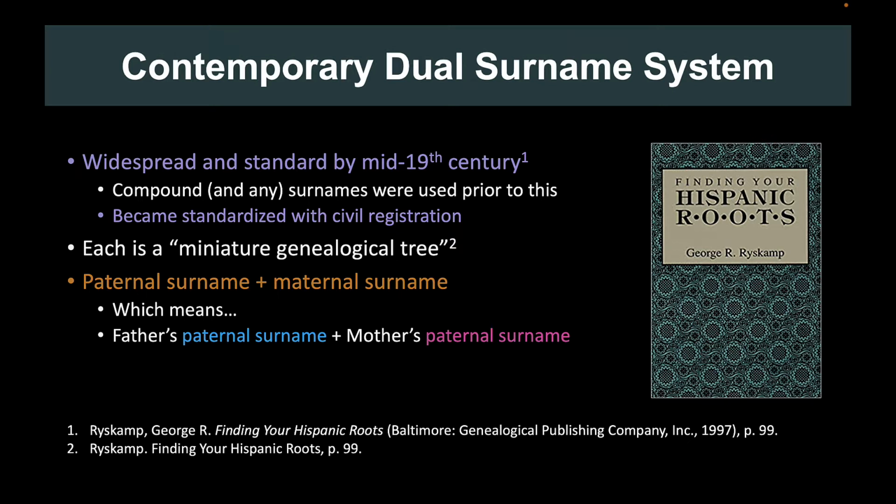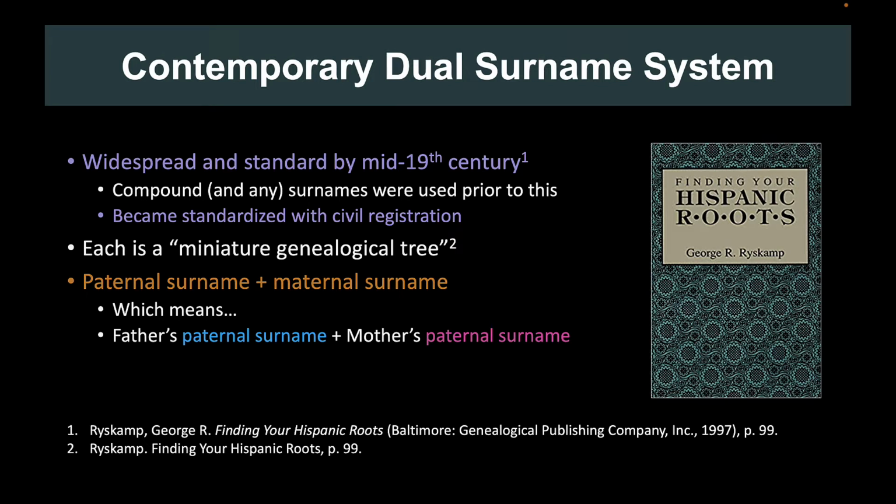Yes, we do sometimes see two-part surnames in records that predate civil registration, including during the Spanish colonial era. However, Dr. Reiskamp explains that these were compound surnames, not dual surnames as we now know them. Prior to civil registration, people could use any surname or surnames they wanted, and in any order.